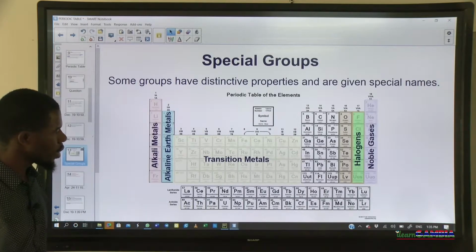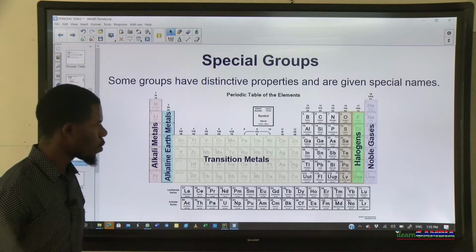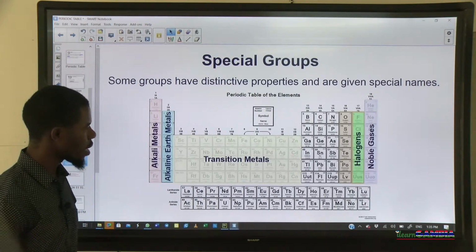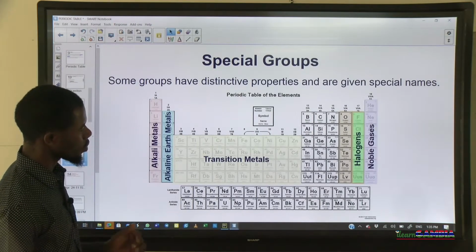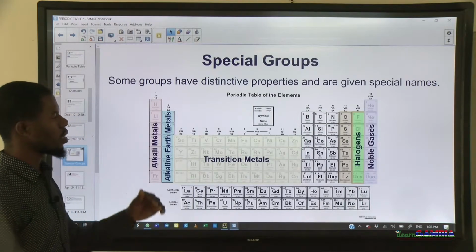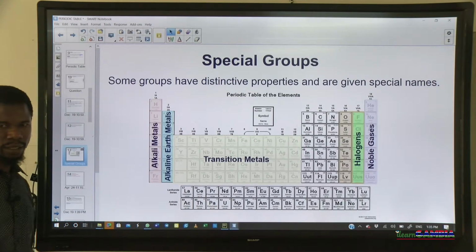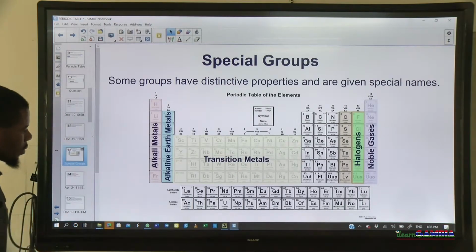Then you have group 3, which is the boron family. Group 4 as the carbon family. Group 5 as the nitrogen family. Group 6 as the oxygen family. Group 7 as the halogen family. Group 8 as the inert gases. It has several names: inert gases, rare gases, or noble gases.